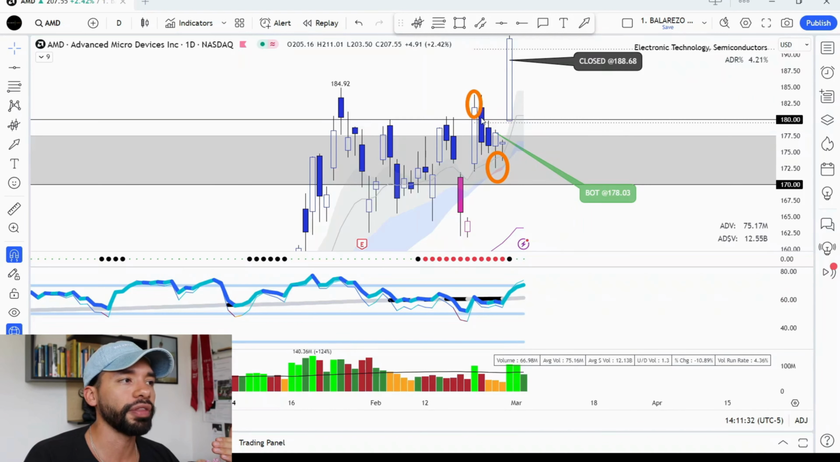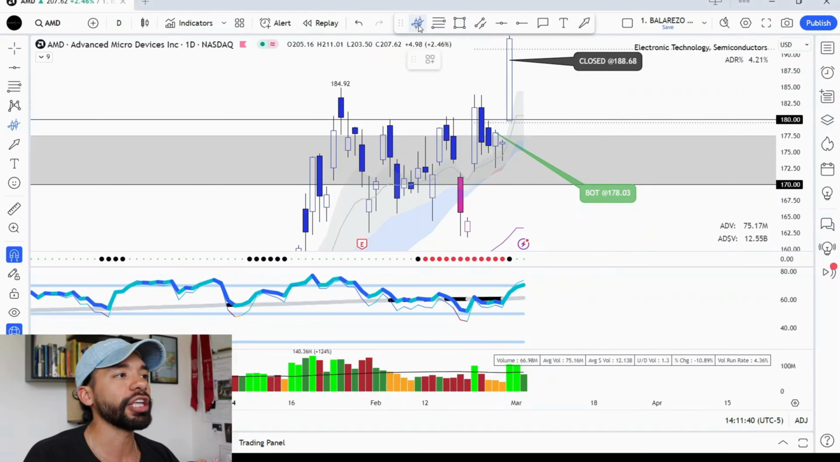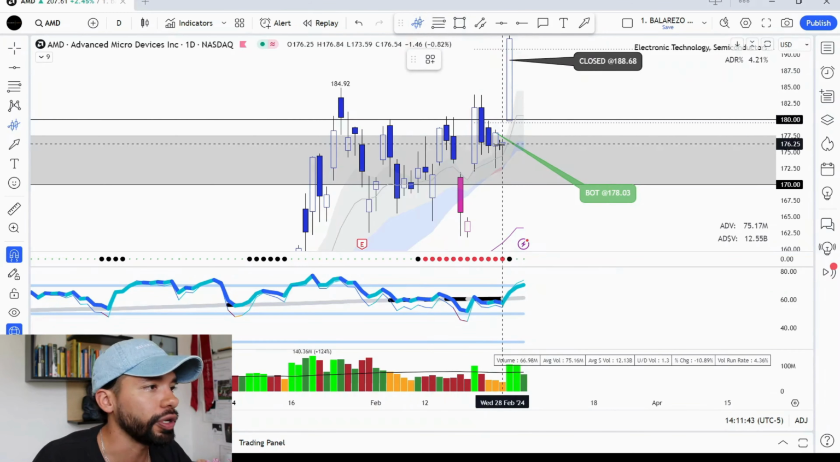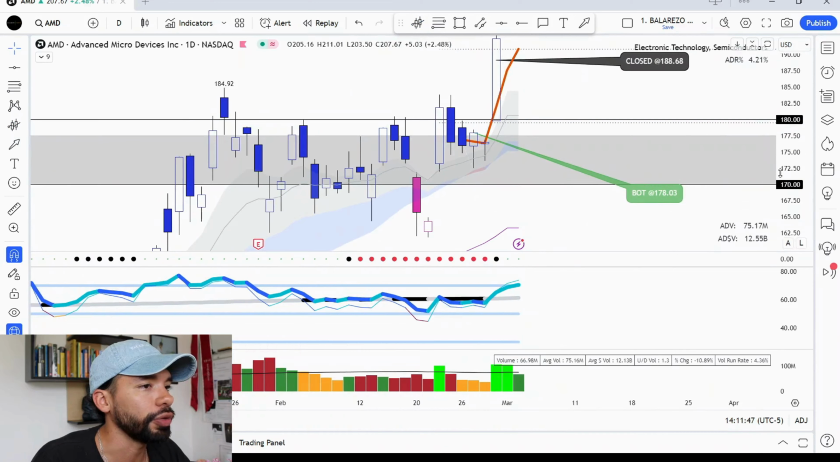Because AMD caught my attention on this day right here. AMD was coming back to support, and then the question is, how do I actually build a case in which I understand that buyers are showing up? It's actually pretty simple. So right here, if you anchor a VWAP to the previous day, and let me just zoom in here.